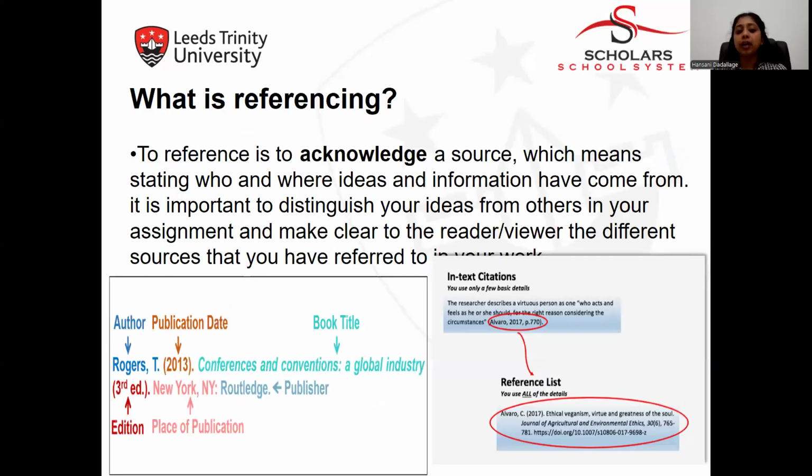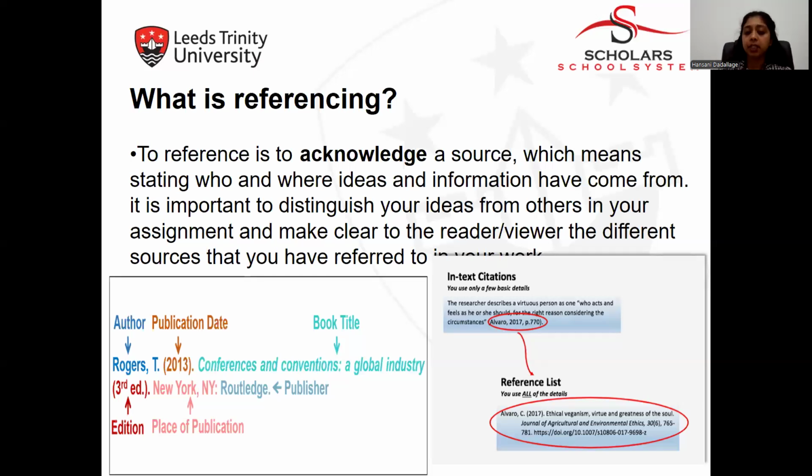Right. Then we are going to look at referencing, because referencing is very important as an academic when you are doing your academic writing. So why do we do referencing? It is important to acknowledge the source. To reference is to acknowledge a source, which means stating who and where ideas and information have come from.